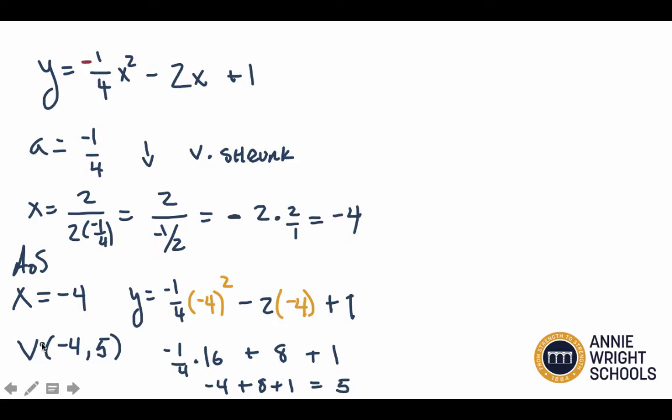Notice I'm labeling the vertex. I'm showing all my work for finding that. And the last thing I'm going to write down, I've run out of room, but I'll just put it over here, that the y-intercept is 0, 1.